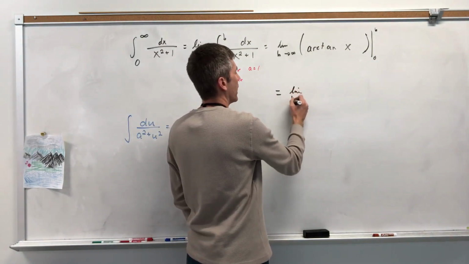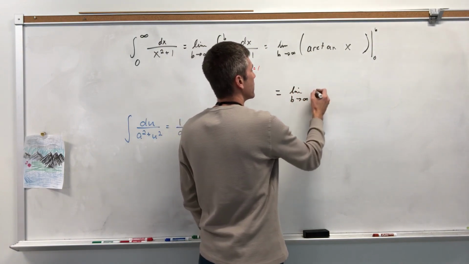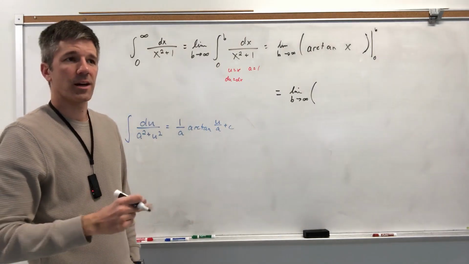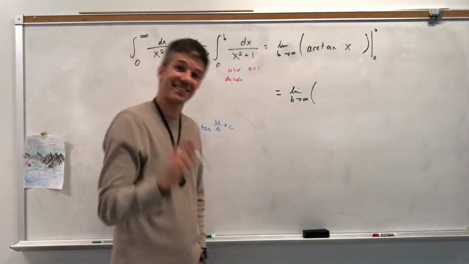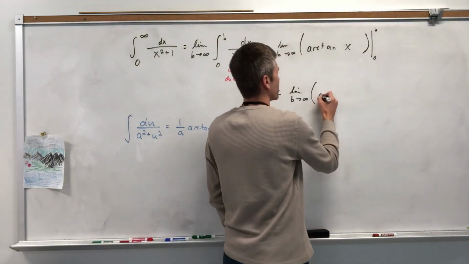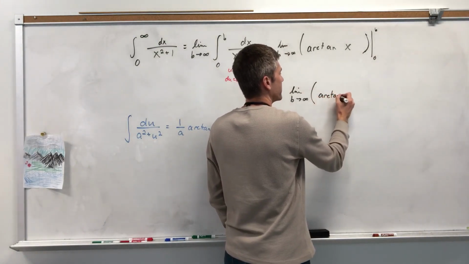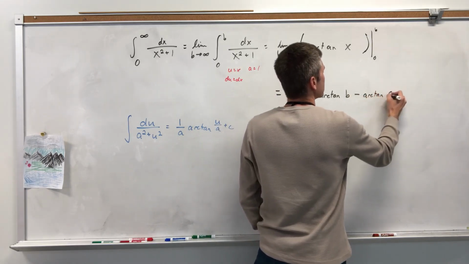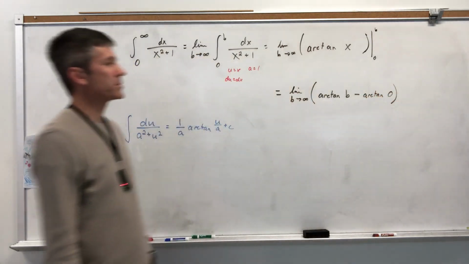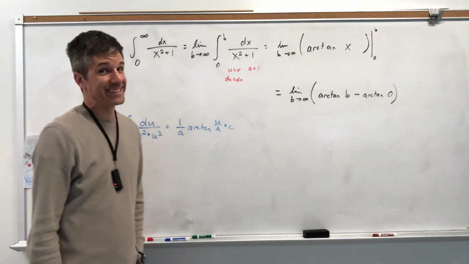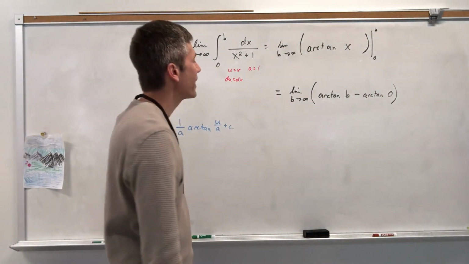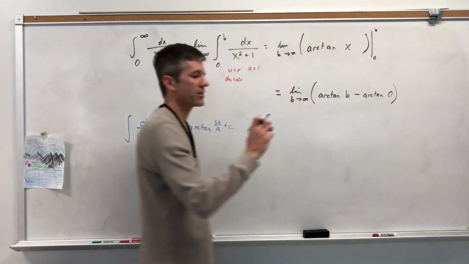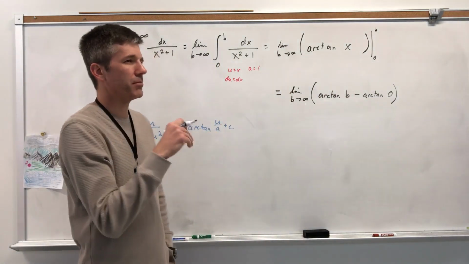Limit as b approaches infinity of, and then we'll do our, what's it called, that really important thing? Fundamental theorem of calculus. That's what it is. What's that really important thing that my career is built around? Oh, the fundamental theorem of calculus. Arctan of b minus arctan of 0. There we go. This requires some knowledge of the unit circle. Okay. So if b was infinity, I would need to know what arctan of b would be.